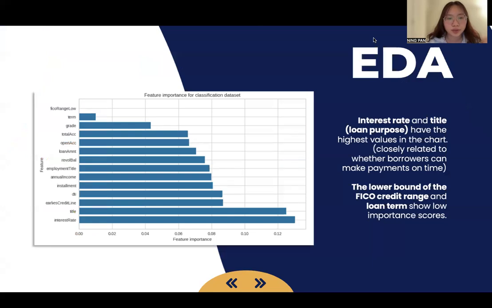After exploring the data, we find that interest rate and loan purpose have the highest importance, as interest rate affects repayment ability and loan purpose reflects financial probabilities and risk. In contrast, the lower bound of the FICO credit range and long term show low importance.